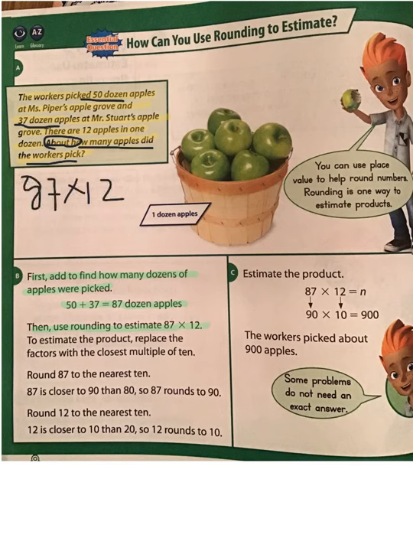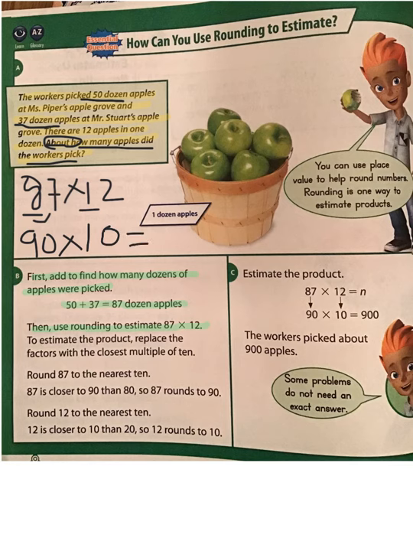If I am going to estimate 87 times 12, I'm going to round 87 to the nearest tens place. Underline your tens digit, look to the right. If the digit is 5 or more, then the digit will go up. Since the digit is a 7, I'm going to round 87 to 90. Then I'm going to round the 12. Underline the number in the tens place. Since 2 is less than 5, 12would be rounded to 10.